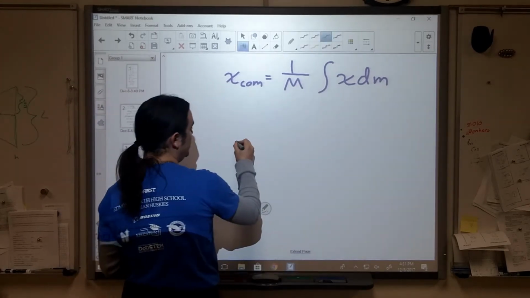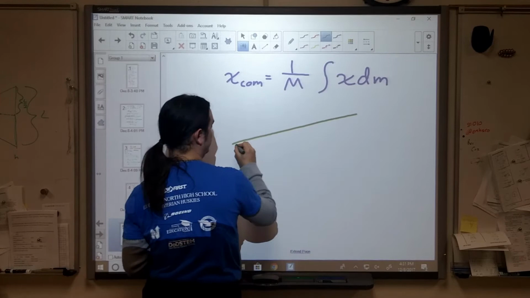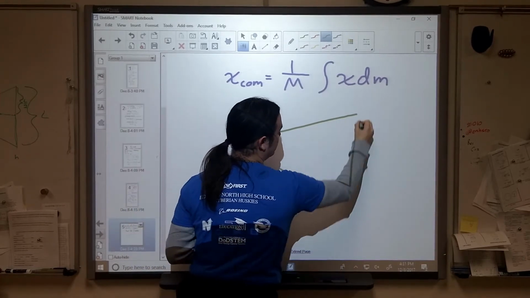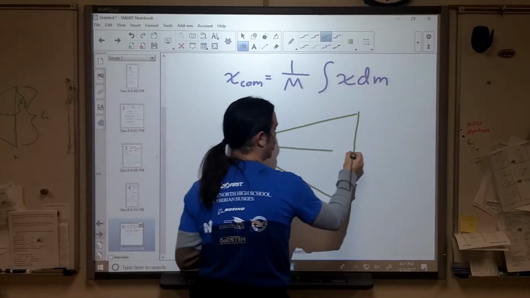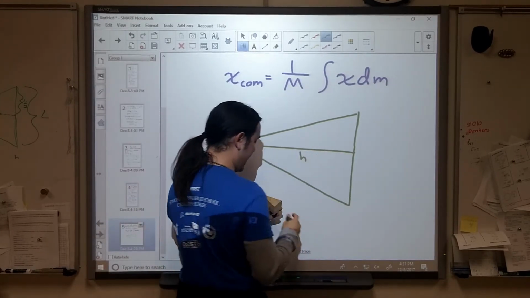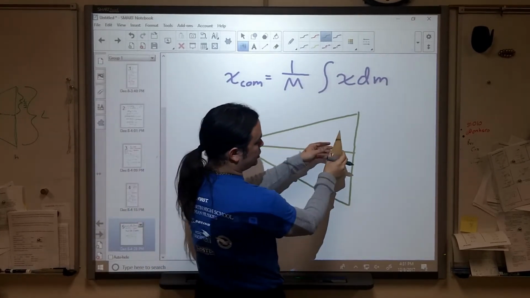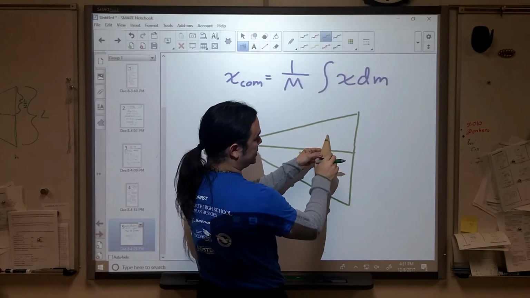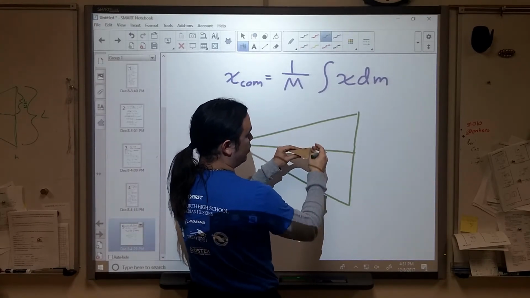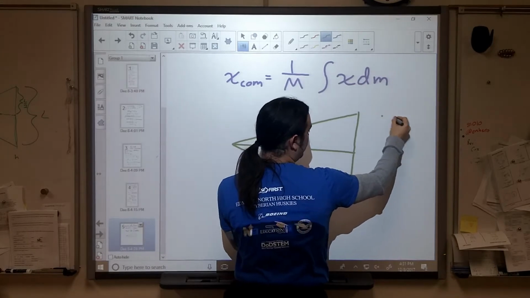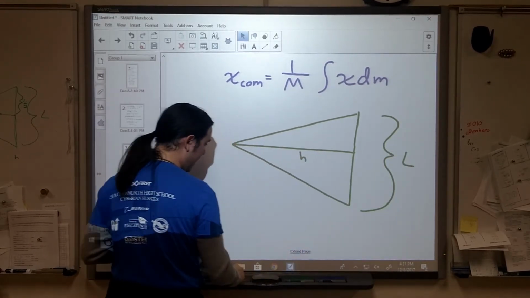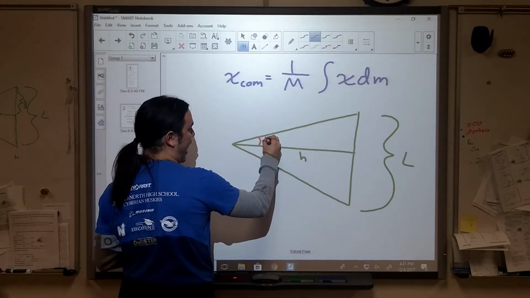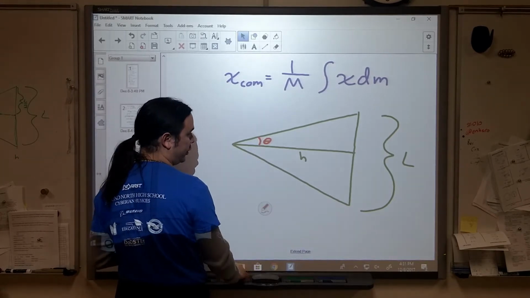So here's what we're going to do. I'm going to give you some dimensions here. I'm going to say that this has a total length of h. Why do I say h? Because I'm used to thinking about it like this, where that's the height of it. I'm also going to say that we have a total length here of L.